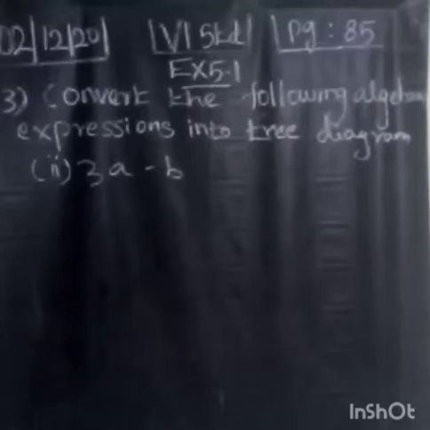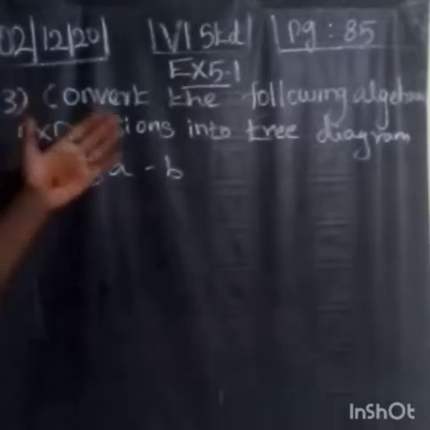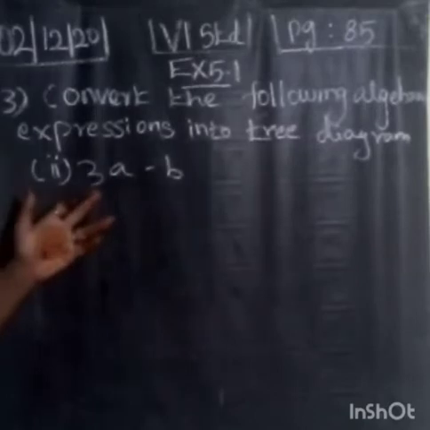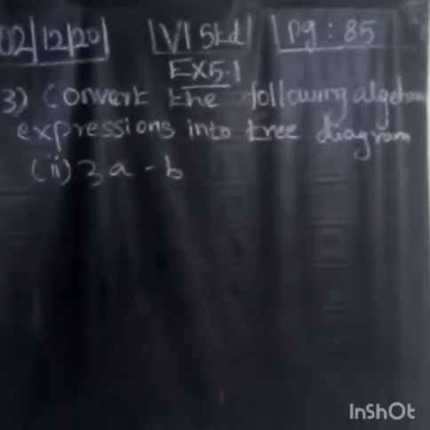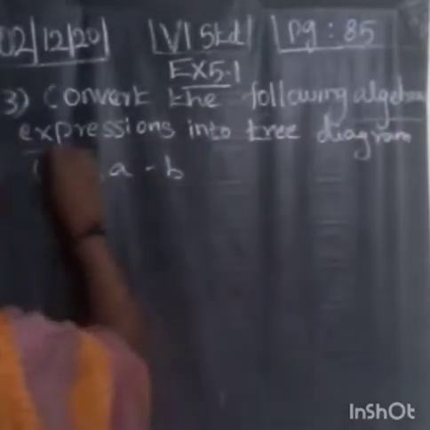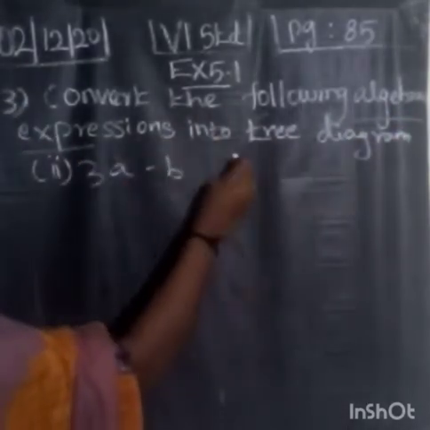Hello kids, today we are going to see exercise 5.1, question number 3. The question is: convert the following algebraic expressions into tree diagrams. Subdivision 2 is 3a minus b.